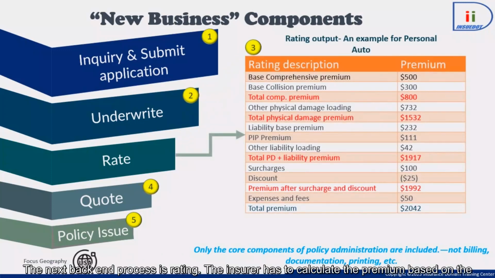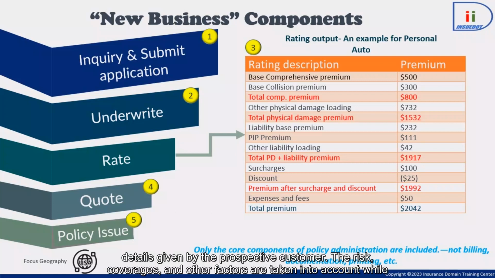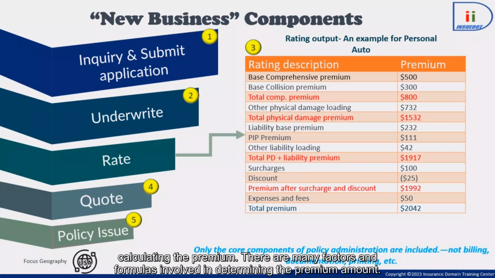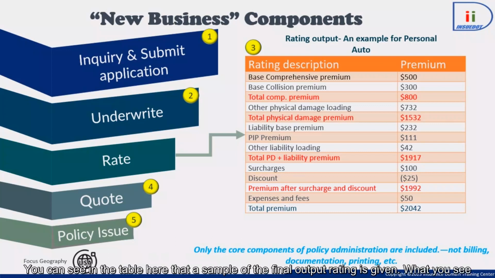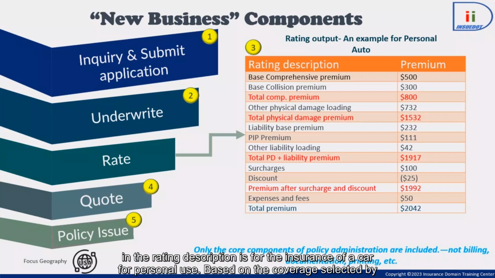The next back-end process is rating. The insurer has to calculate the premium based on the details given by the prospective customer. The risk, coverages, and other factors are taken into account while calculating the premium. There are many factors and formulas involved in determining the premium amount. You can see in the table here that a sample of the final output rating is given. What you see in the rating description is for the insurance of a car for personal use. Based on the coverage selected by the insured, the premium is calculated.